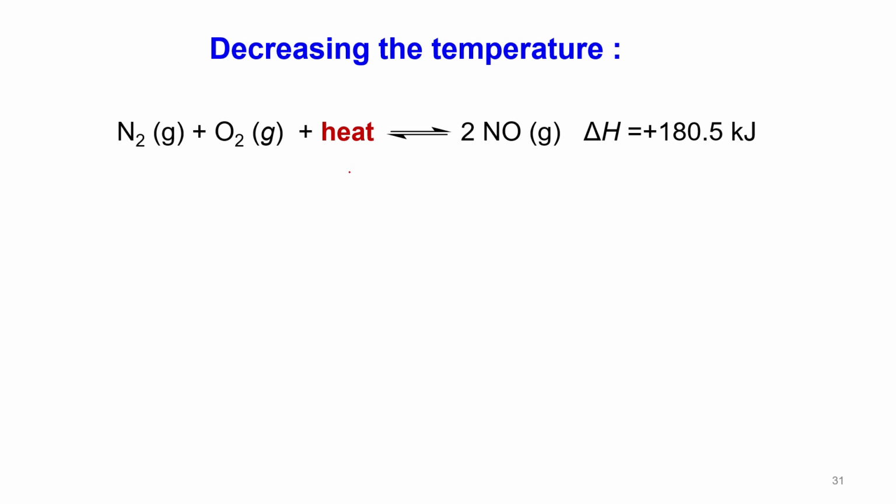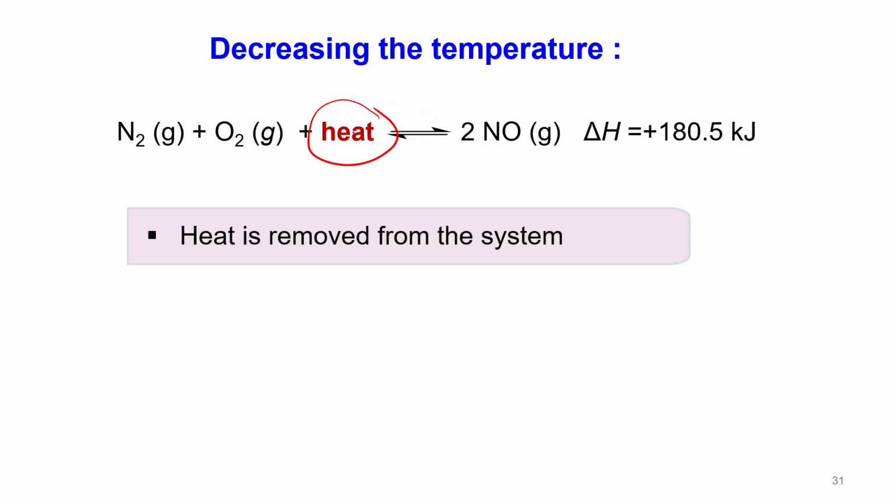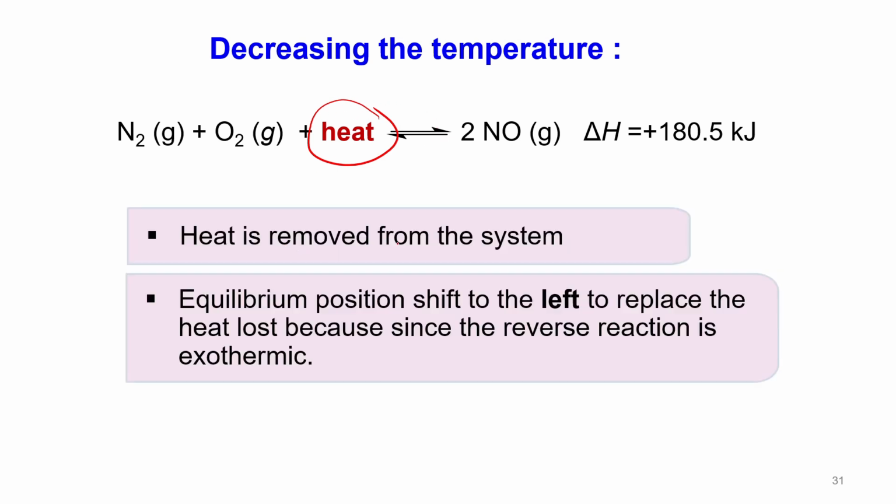Decreasing the temperature, okay, meaning that we remove some heat. Bila kita remove heat, meaning that reactant side is left in reactant. So heat is removed from the system, so the equilibrium position will shift to the left and to replace the heat loss, because since the reverse reaction is exothermic.